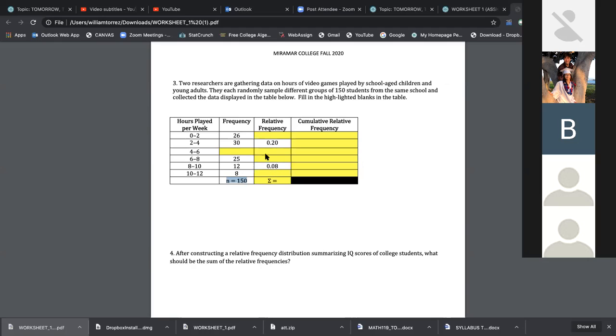What do these 6 numbers, these 6 relative frequencies in the third column, what do they add up to? I haven't finished doing all of them yet. I'm almost done.